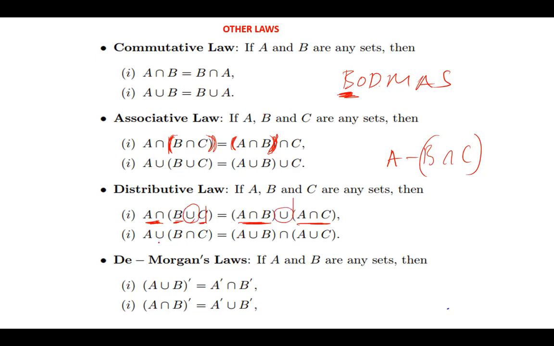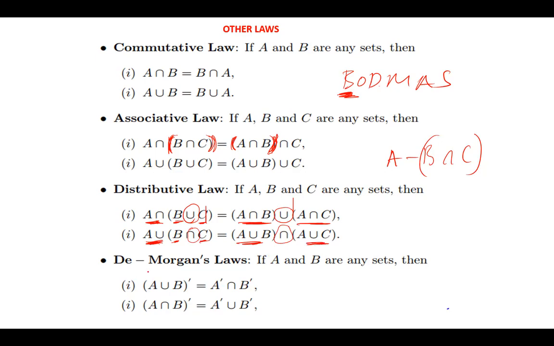The same applies to this. A union, you combine it with B, you get A union B, then you write this symbol in between, then you say A union again, you combine it with C. So you have A union C.